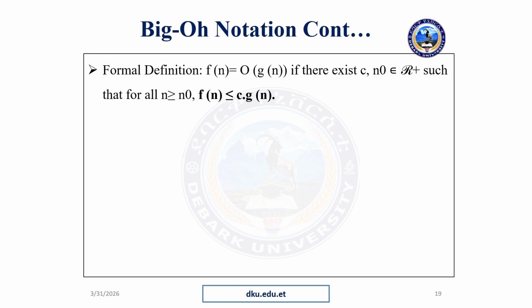When we see the formal definition of big O notation, f of n is equal to big O of g of n if there exist c and n naught, which are positive constants, such that for all n greater than n naught, f of n is less than or equal to c times g of n. This is the definition of big O notation.